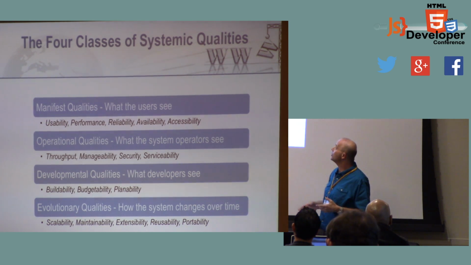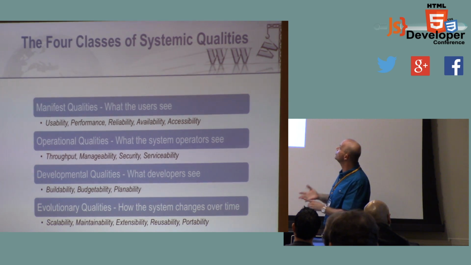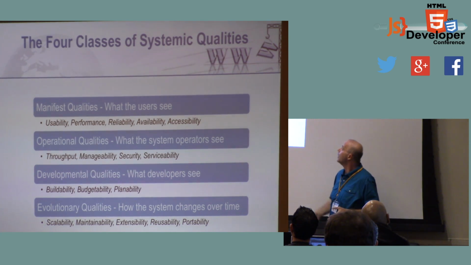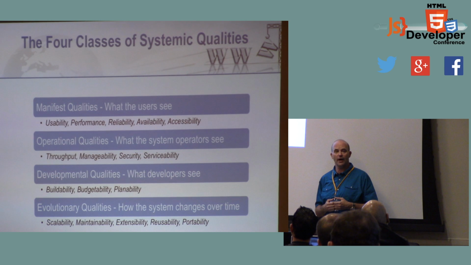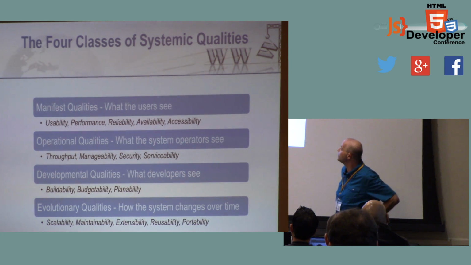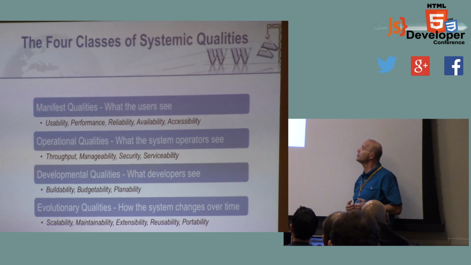There are 4 classes of systemic qualities. The manifest ones are the ones that we're talking about today. These are the ones that are apparent to the user. Manifest to the user: usability, performance, reliability, availability, those 2 things are very different. Accessibility as well. Operational qualities, these are things that the sysops care about, that no user really cares about unless it actually has some upstream impact on the manifest qualities. But these are things like throughput, manageability, security, serviceability.